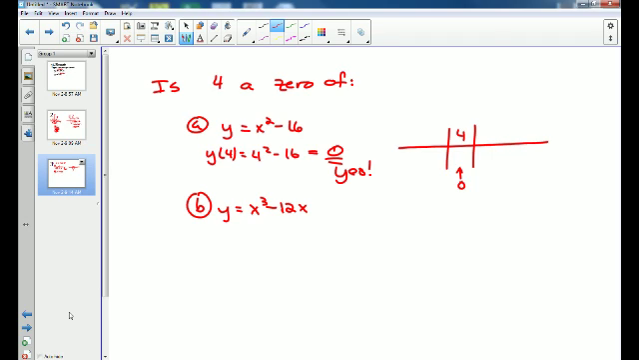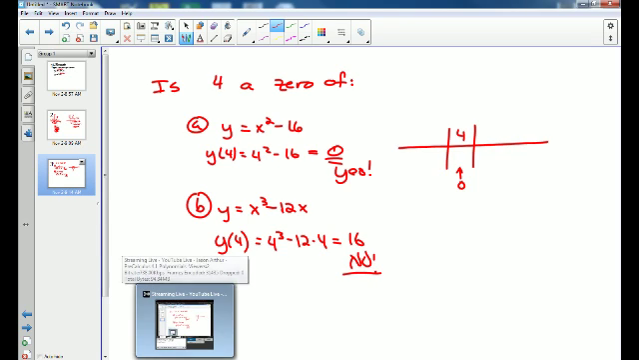Is 4 a zero of that function? 4 cubed minus 12 times 4 is 64 minus 48, not 0. Well, there's one way, if you're asked about a root, to say yes or no right away. You don't have to graph it. That's the algebraic or numeric method, okay?